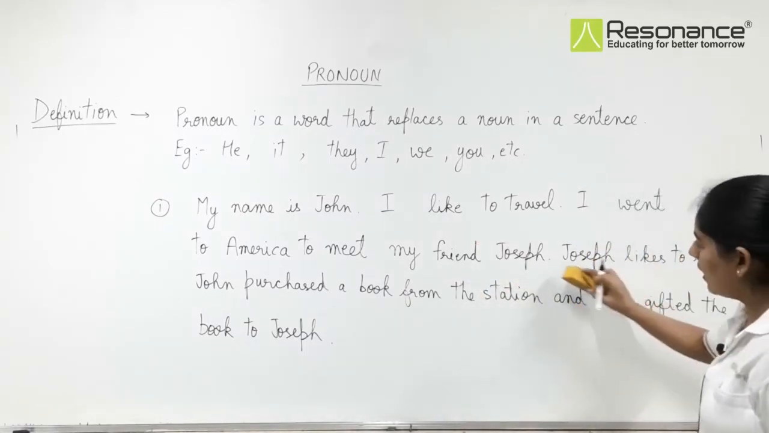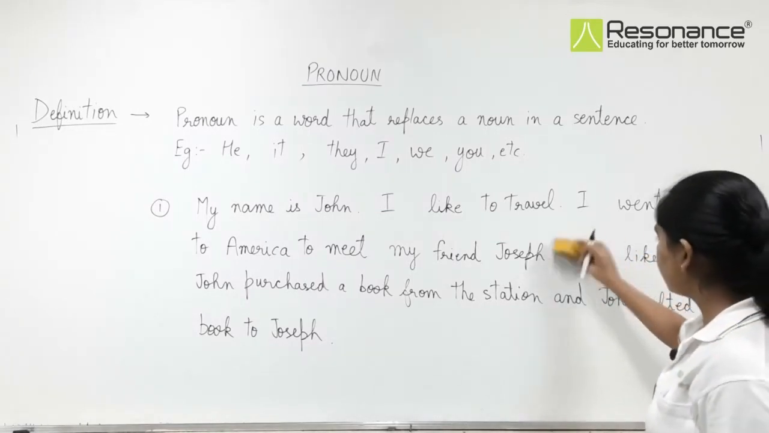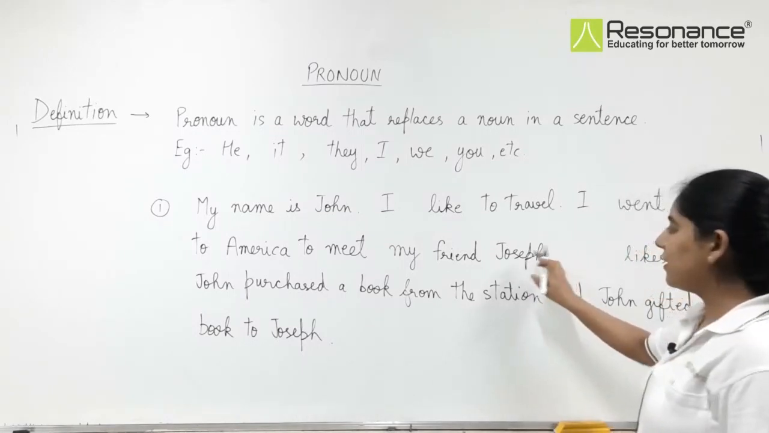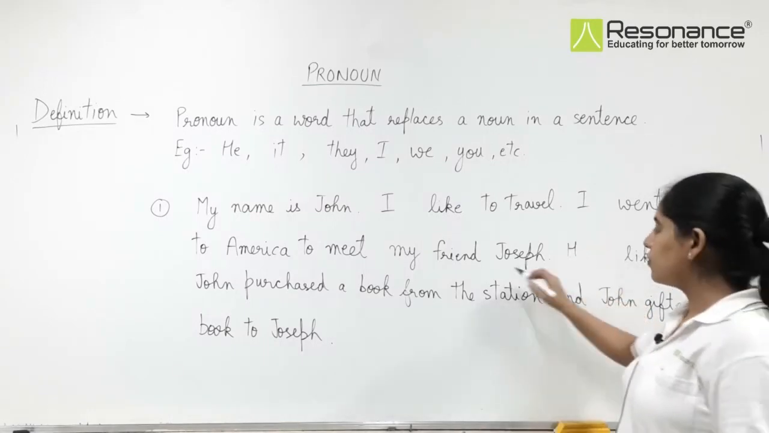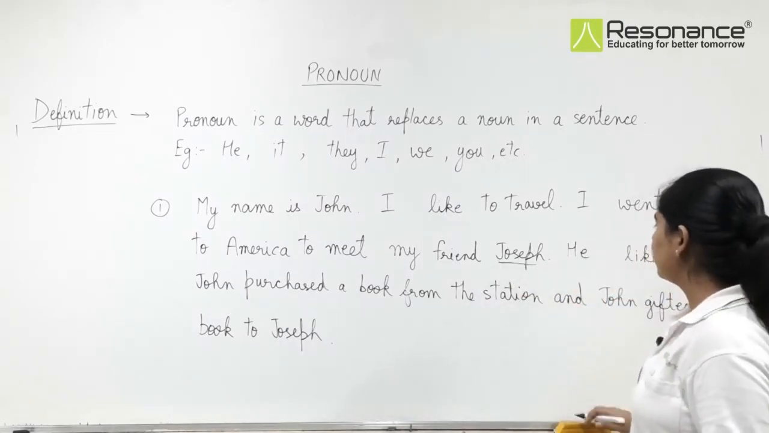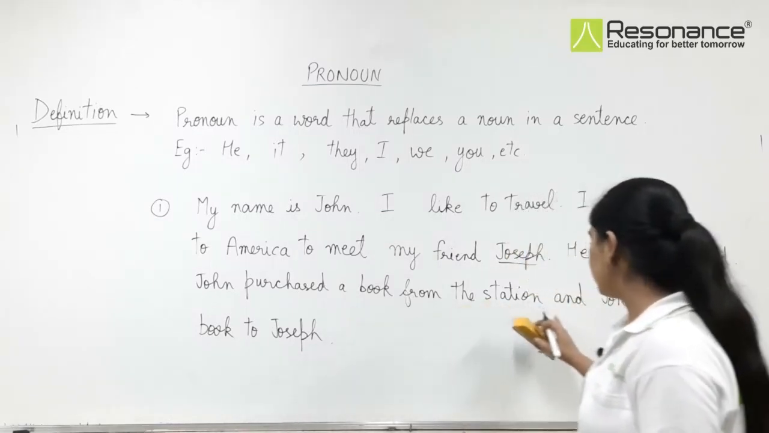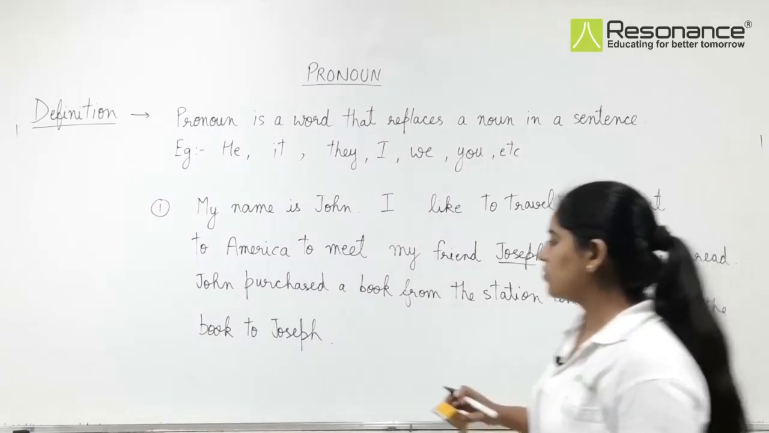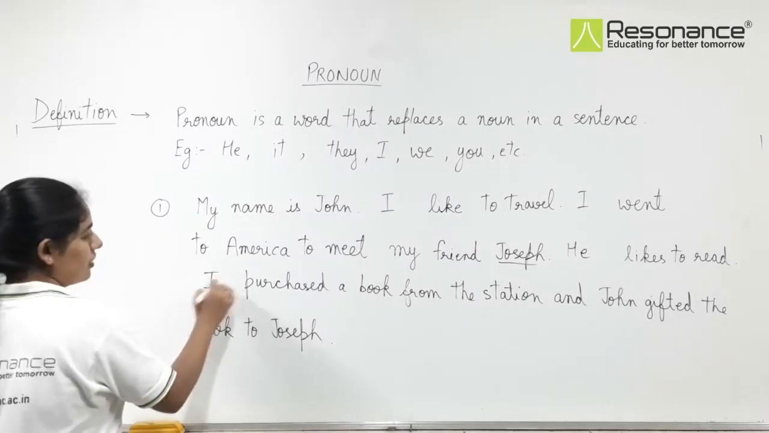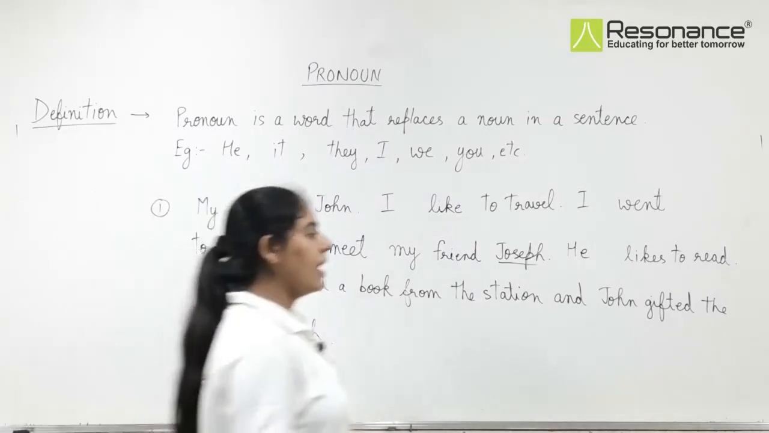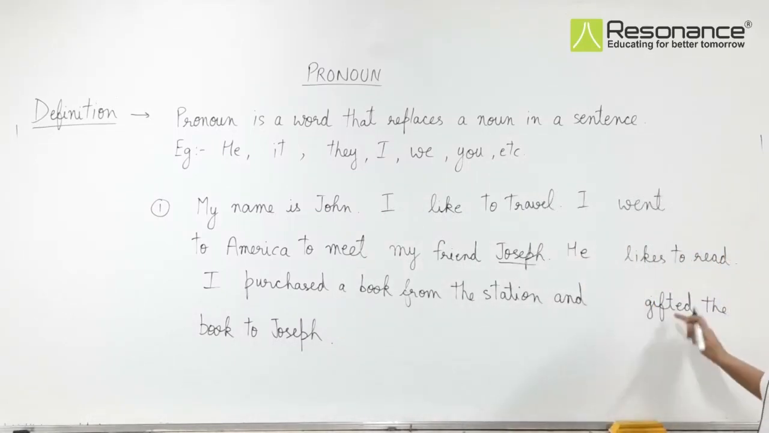Now again I am writing about Joseph. Joseph likes to read, so I will remove this and I will write about Joseph. Now I am talking about the third person. Who is the third person? Joseph is the third person, so I will use he over here. He likes to read, okay. Now John purchased a book from the station and John gifted the book to Joseph. So I will again replace John with I: I purchased a book from the station, and I will remove John from here, it is not needed, and gifted.